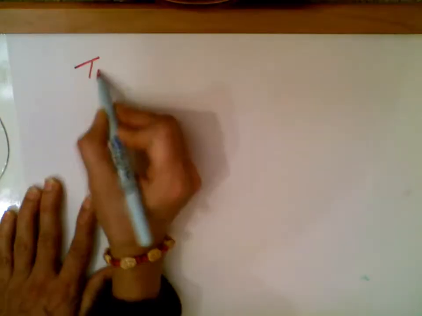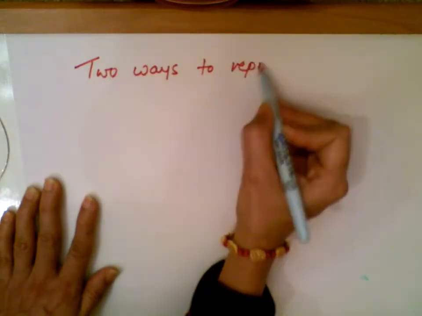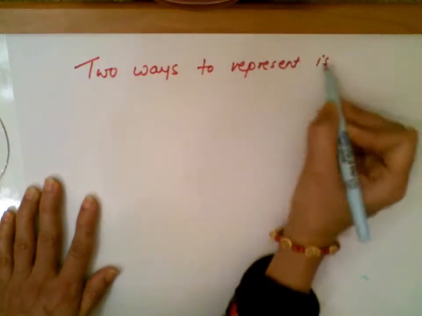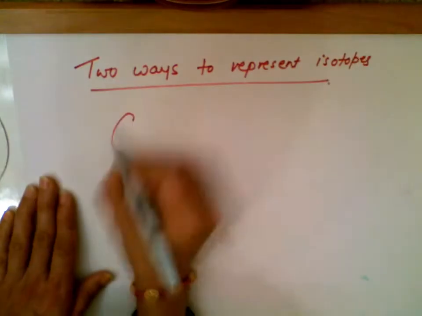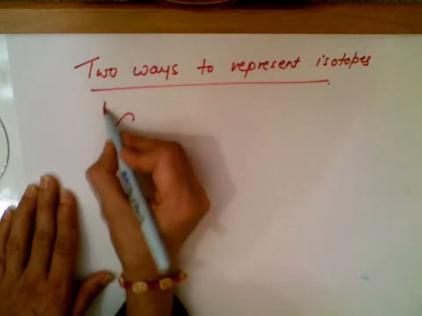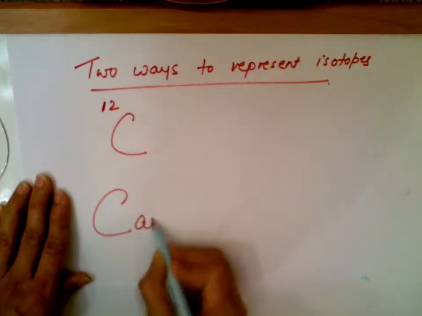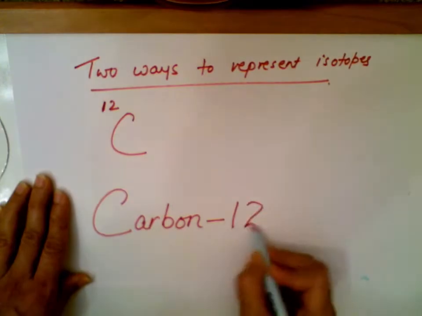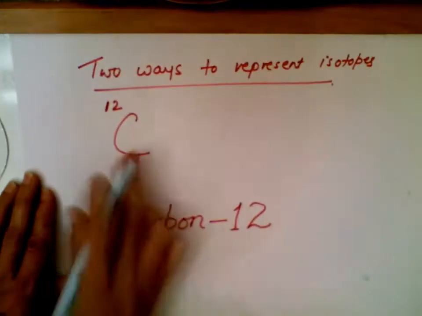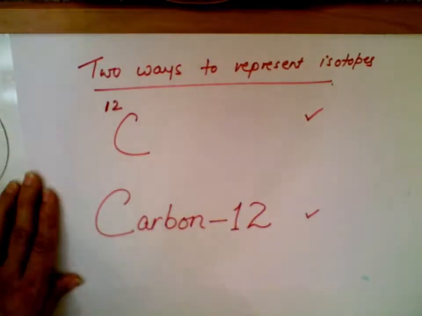There are two ways to represent isotopes. One way is you write the symbol and you write the mass number at the top. I'm taking the example of carbon. Or you write the full name, then a hyphen, and then you write down the mass number. So this is one way and this is another way.